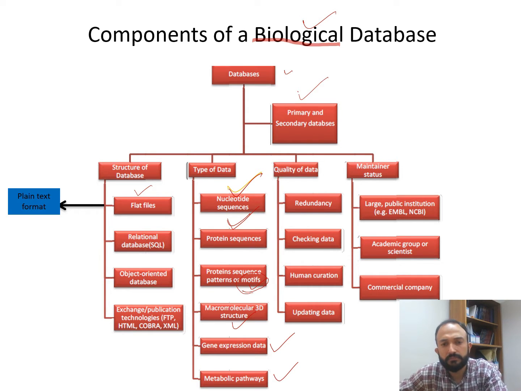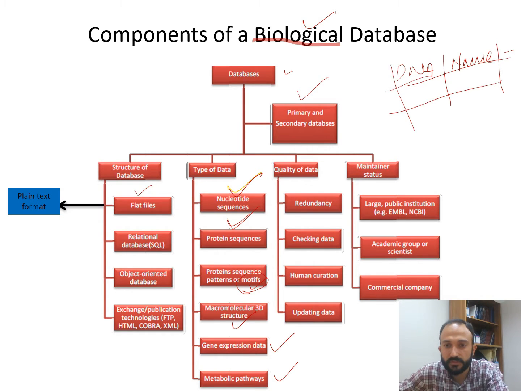Flat files are, you can say, plain text format or any tabular information. For example, if I make a flat file of DNA sequences, in one row there would be a DNA sequence, and then in the next column there would be the name of the DNA sequence, then any other related information. In the next row there is another DNA's information, and then the name and the description. So this is a flat file, which contains all the details in a tabular form or in a text format. But this is not as organized as a relational database.